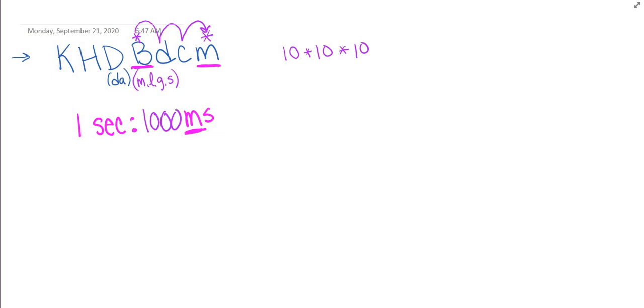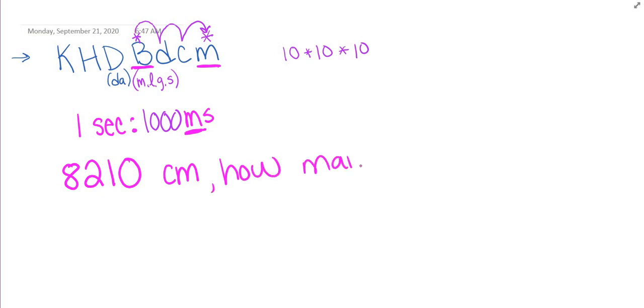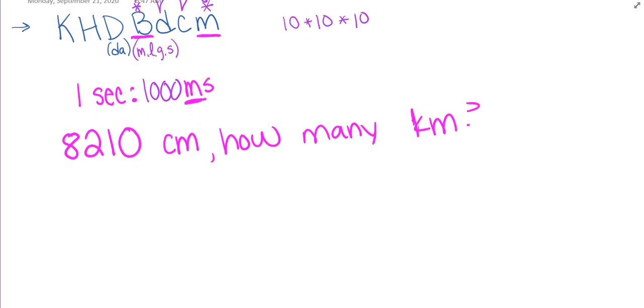Now we're going to do an actual factor label problem, or a dimensional analysis problem. So let's say we have 8,210 centimeters, and I want to figure out how many kilometers we have. So that's what we're trying to solve for. We first want to write our equalities out. So that's always our first step.